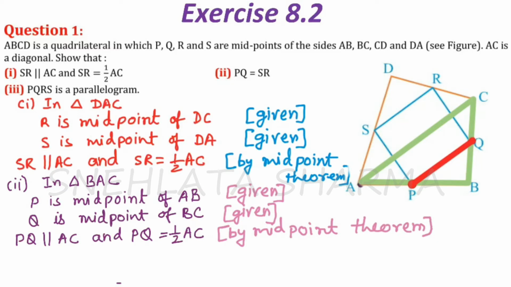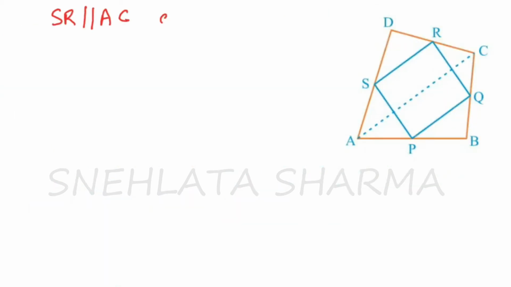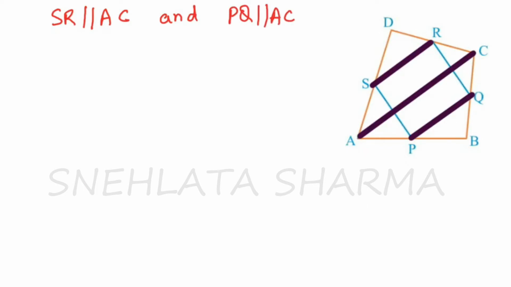Now, we have PQ is parallel to AC. Also, SR is parallel to AC. Since these two lines are parallel to same line, it means SR is parallel to PQ. Let us do. We have SR is parallel to AC and PQ is parallel to AC. Now, look at figure. Here we have SR, this line is parallel to AC and also PQ is parallel to AC. Since two lines are parallel to the same line, it means these lines are parallel to each other. Therefore, SR is parallel to PQ.